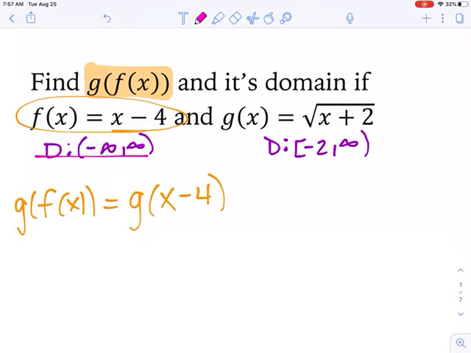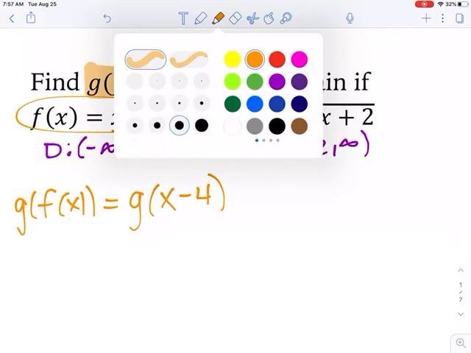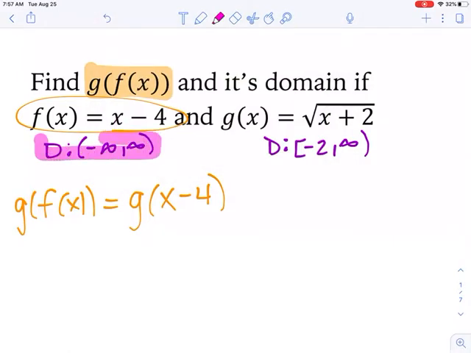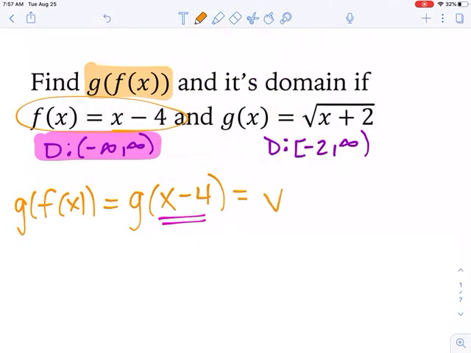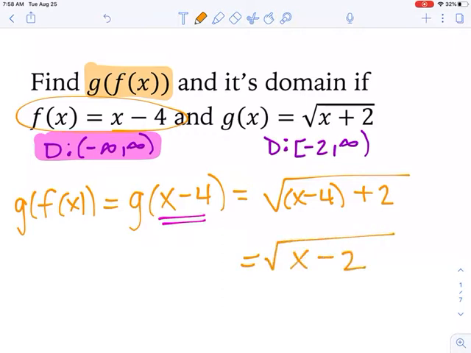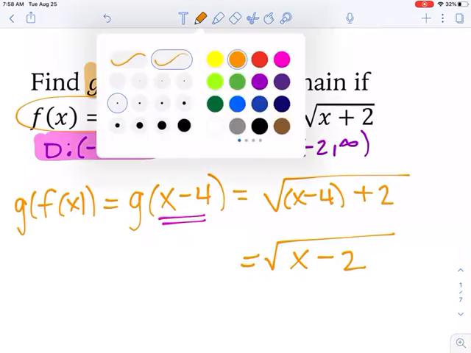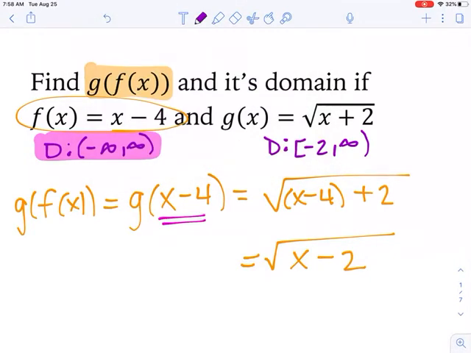Now, when we talk about the composition G composed with F, we care about the inside function. So we are putting x minus 4 into our function G. This domain right here is going to be important when we think about our final answer. So when we plug x minus 4 into our function G, we're going to get the square root of x minus 4 replaces x plus 2. So we get x minus 2.